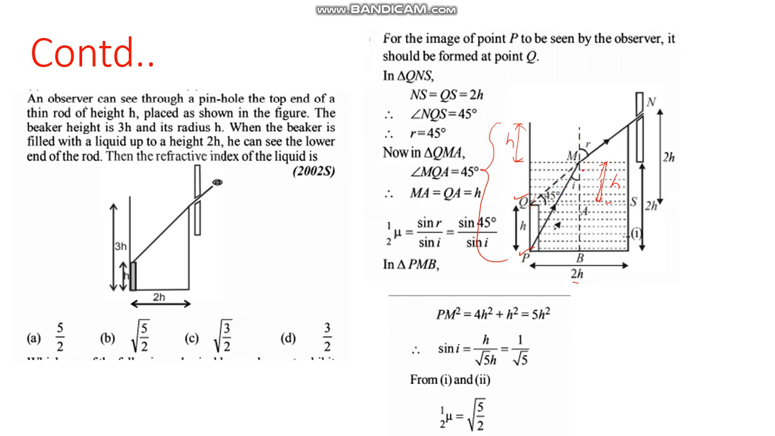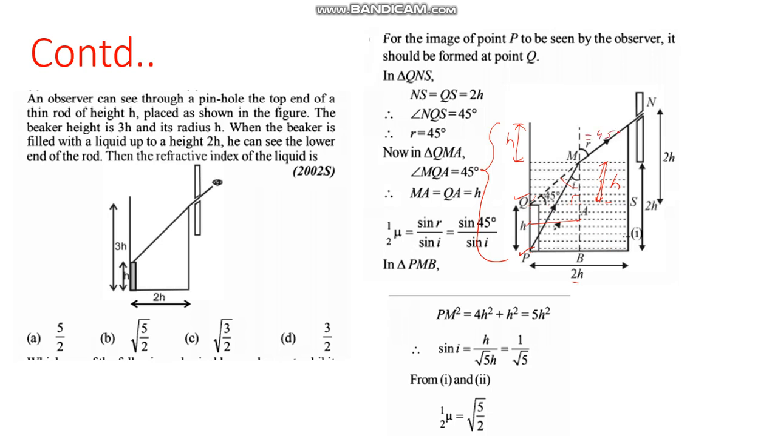So first of all we need to solve the geometry. You see, this total is 2h, so this half will be h. So this dimension will be h, and this you already know is h. So h by h, tan is 1. So this angle is 45 degrees and this is 90 degrees. So this total angle also will be 45 degrees, so r also will be 45 degrees.